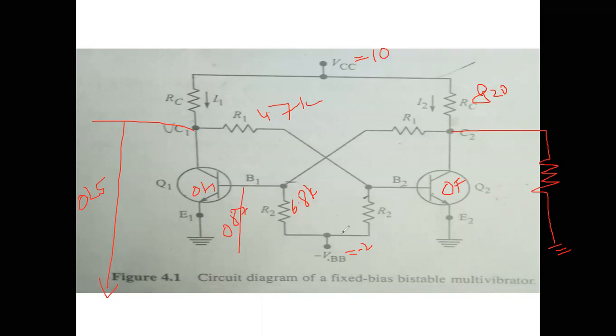Now we have to find out this RL value. In order to find out this RL, we have to calculate the VCE voltage, or VCE2, and we also have to calculate the IL current. Voltage divided by current, we may get this resistance.